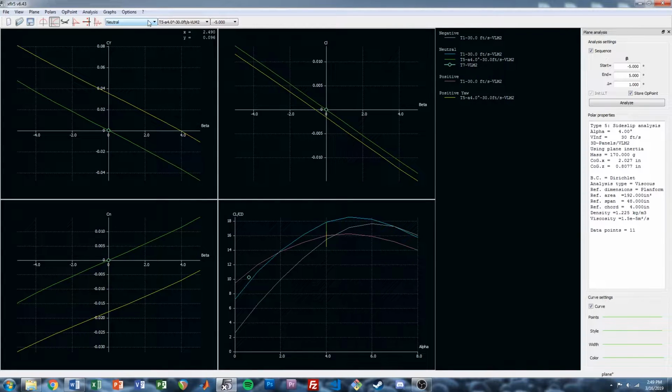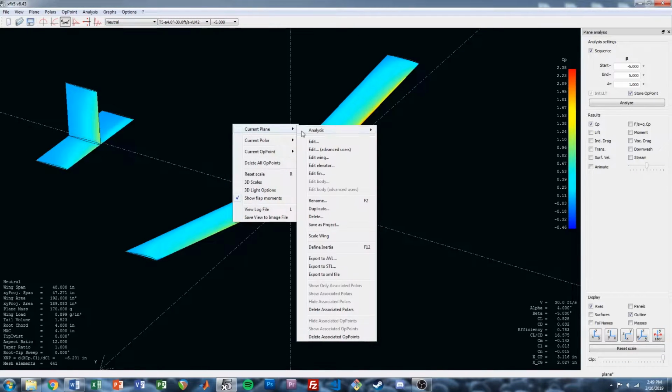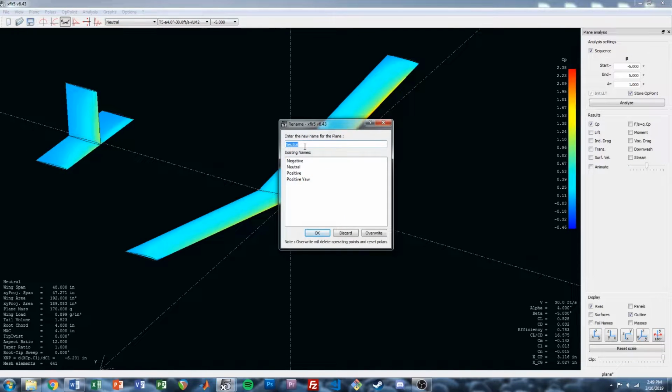And then we're going to run one more. So I'm going to go back to the plane, I'm going to duplicate this, and then this one is going to be called negative yaw.